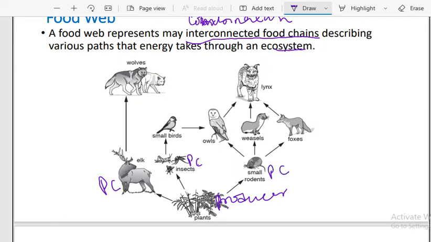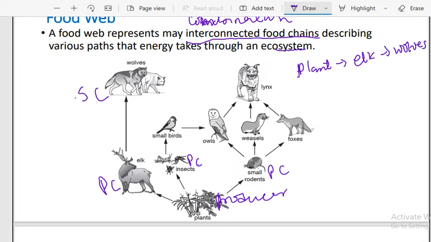However, you find out that these wolves here represent a secondary consumer. Why? Because it feeds on a primary consumer called elk. Now, this line here represents a food chain, a single food chain with three trophic levels. So you can write a food chain here called plant to elk to what? Wolves.